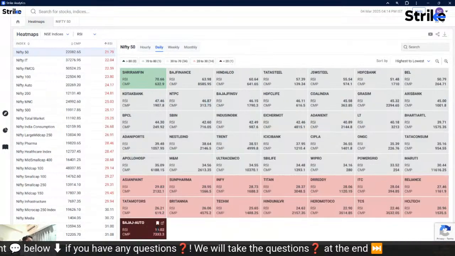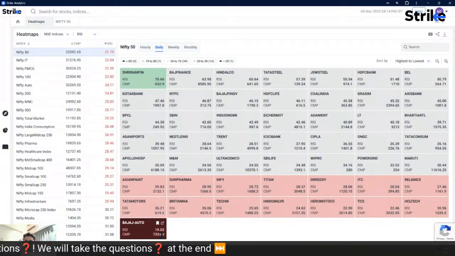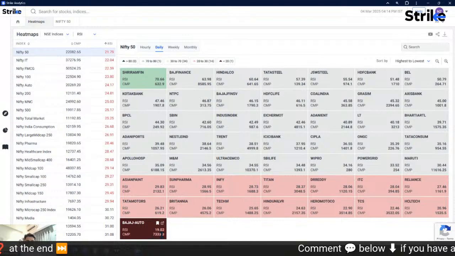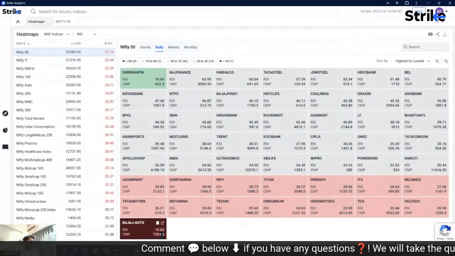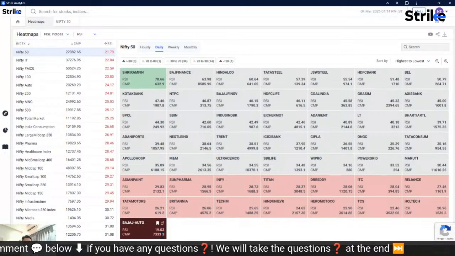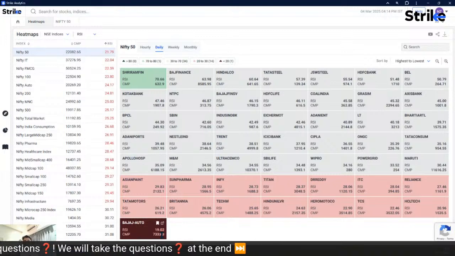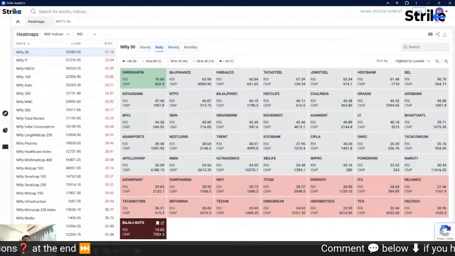And within Nifty 50, you can see Bajaj Auto RSI. RSI meaning, I'm sure, that is relative strength index. I'm sure you all know how to use this particular indicator, right? So basically, when RSI reading is below 30, it's considered to be oversold. And when RSI reading is above 70, it's considered to be overbought.